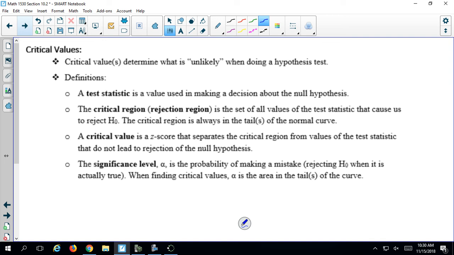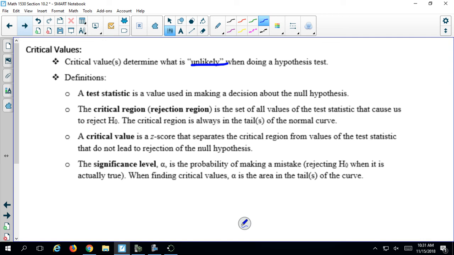So where is the line drawn? We're going to decide how many standard deviations away from that null hypothesis the sample proportion has to be. And that is going to be our critical value. And the critical value is based on what type of test we do, left-tailed, right-tailed, or two-tailed, and based on our level of significance, that's going to be the area in the tail, or tails if we have a two-tailed test. So the critical value determines what is unlikely when doing a hypothesis test. So how far away does it have to be? If we have a critical value of 1.96, that tells you that your sample proportion has to be 1.96 standard deviations greater than the null hypothesis in order for us to reject the null hypothesis. That's how far away it has to be.